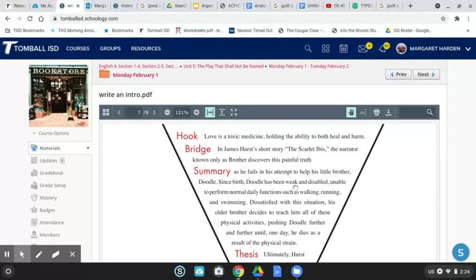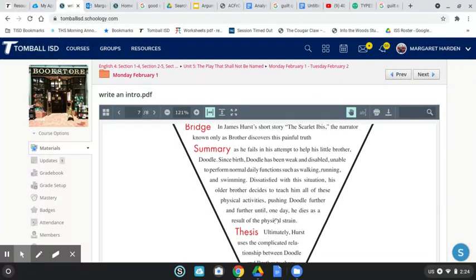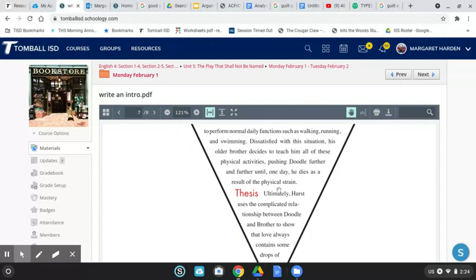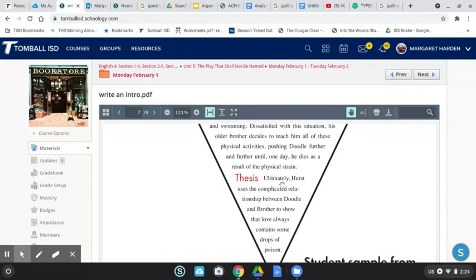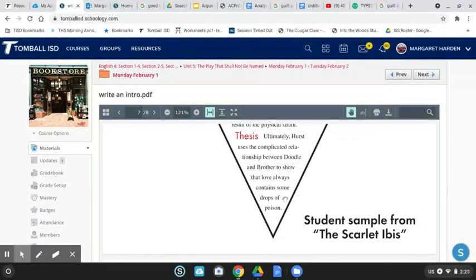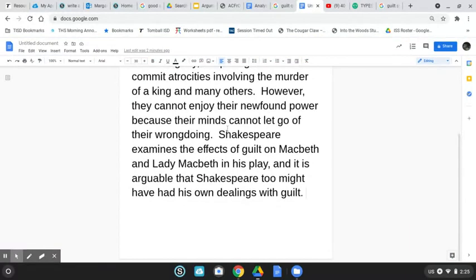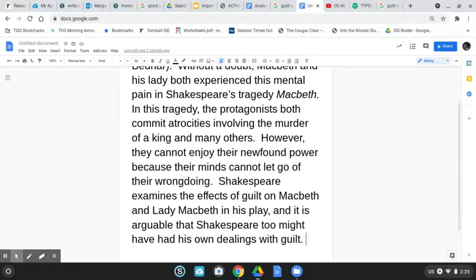Since birth, here's the summary, Doodle has been weak and disabled, unable to perform normal daily functions like walking, running, and swimming. Dissatisfied with the situation, his older brother decides to teach him all of these physical activities, pushing Doodle further and further until one day he dies as a result of the physical strain. Then the thesis. Ultimately, Hurst uses the complicated relationship between Doodle and brother to show that love always contains some drops of passion. I can actually go back and say, Shakespeare, I like what I did. That's okay. He uses Macbeth and Lady Macbeth and perhaps his own guilt to examine the effects of guilt on the human psyche. We could do it that way. Whatever. I'm good with this for right now.